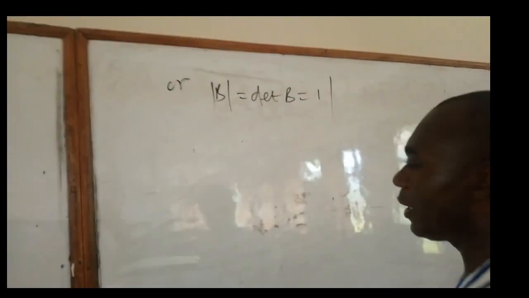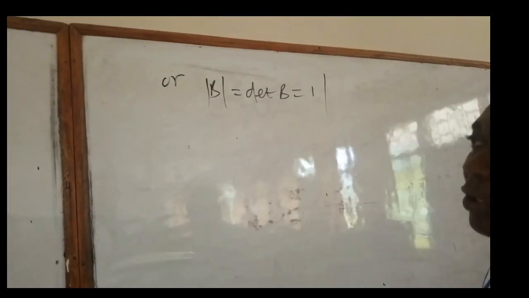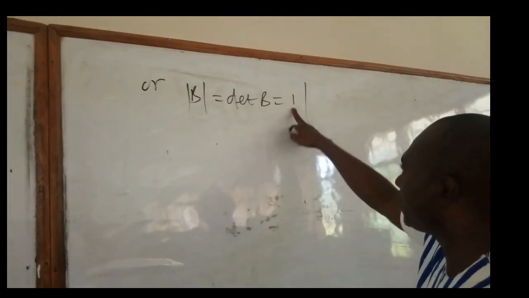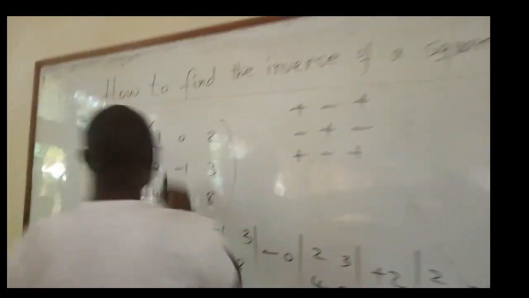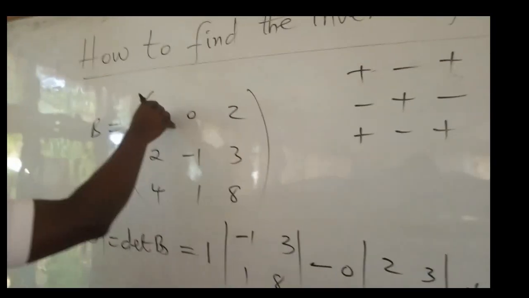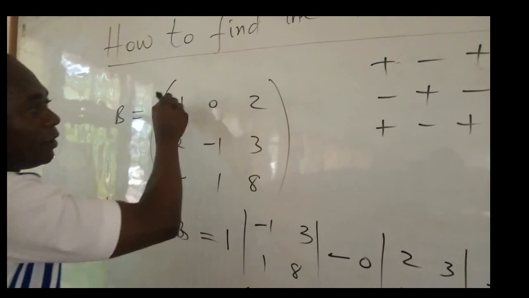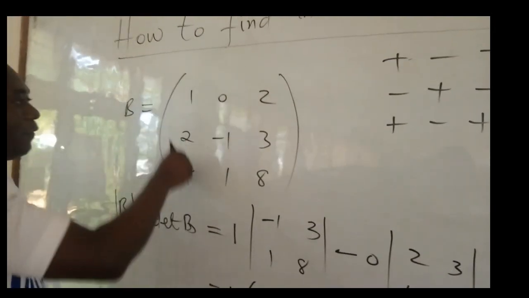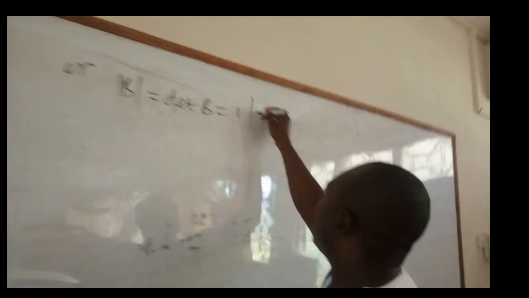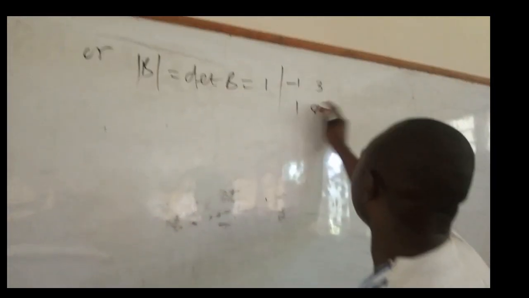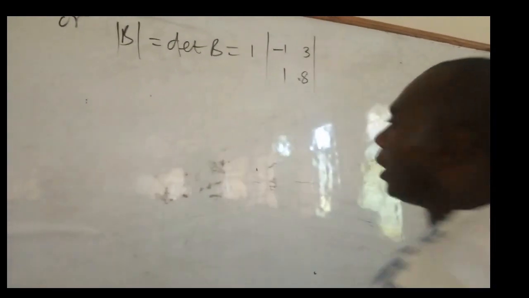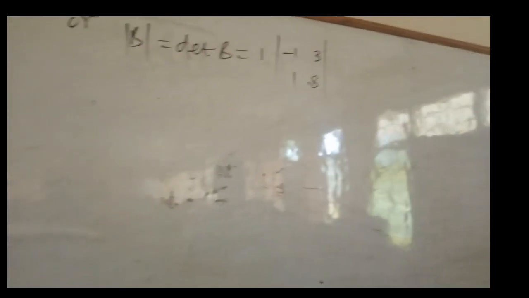and still 1 has a positive alternating sign. So that's why 1 is positive here. And then when you pick 1, as usual, you cross out the elements in the first row and the elements in the first column. When you do that, you'll be left with this matrix: negative 1, 3, 1, 8. Now, the next one is 2.